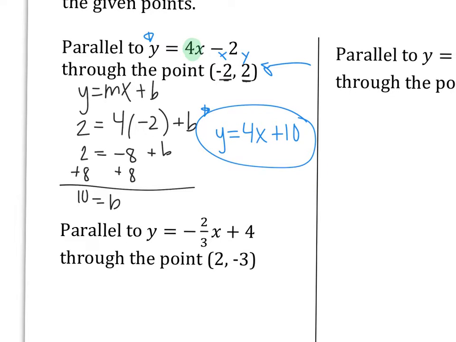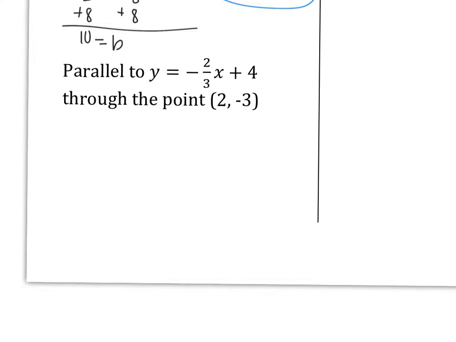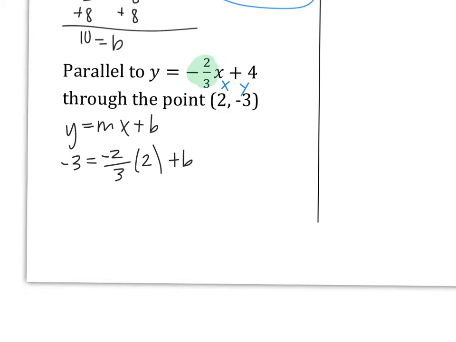Let's try another example. So parallel to y equals 2/3 x plus 4, so I'm going to highlight 2/3, and then my point is x and y. And so into y equals mx plus b, y will be -3, m will be 2/3, x will be 2, and then we'll solve for b.